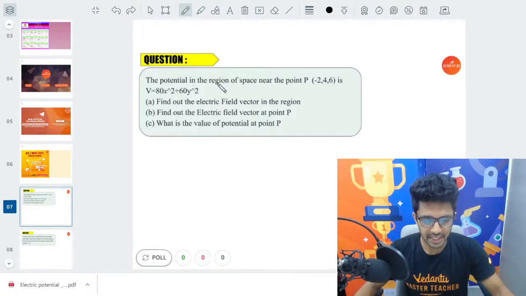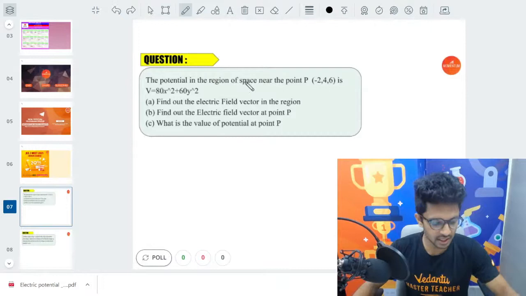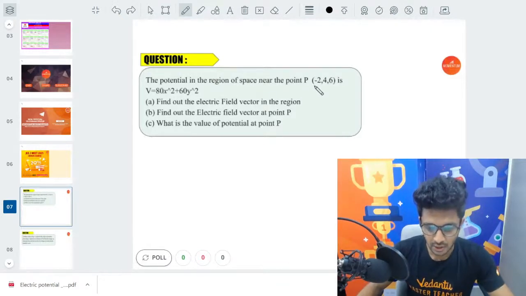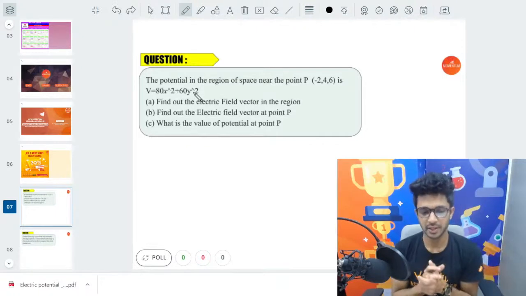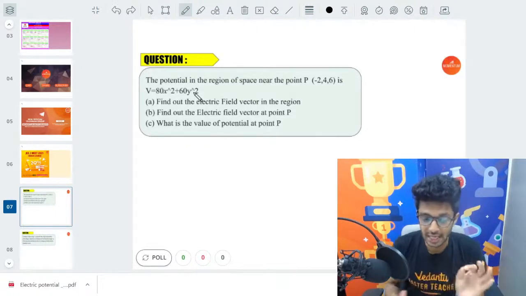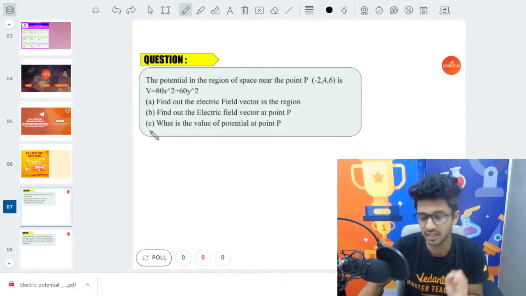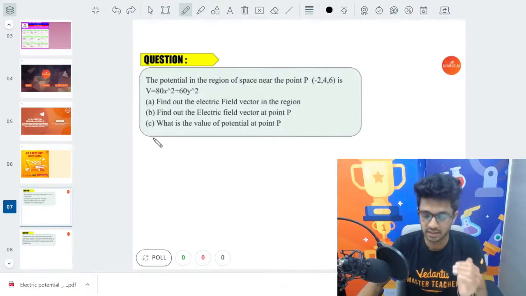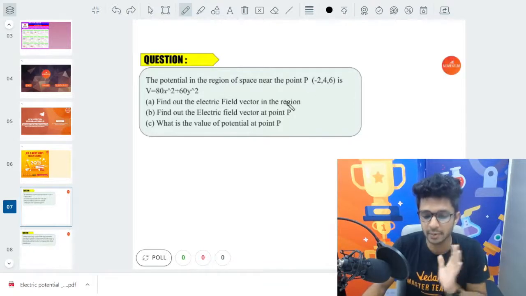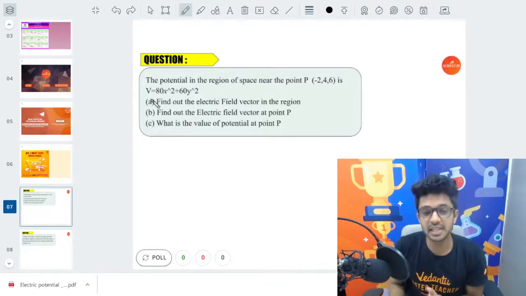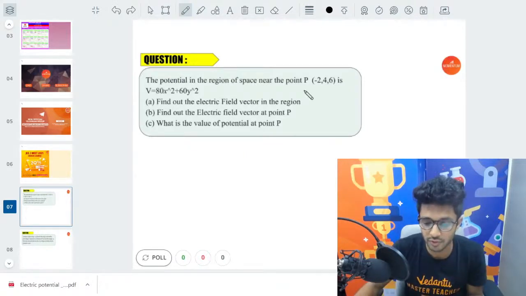The potential in the region of space near the point P, whose coordinates are given as (-2, 4, 6), is V = 80x² + 60y². Let's start with part C, because it is the simplest among the three sub-questions. The question is, what is the value of the potential at the point P? The potential function is given.